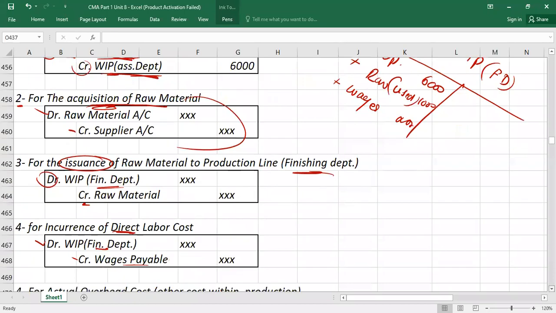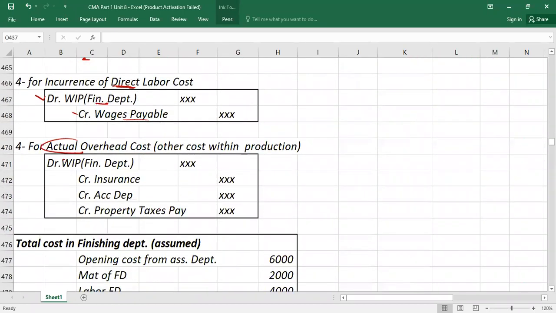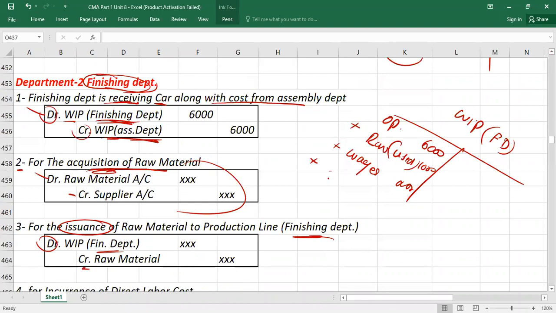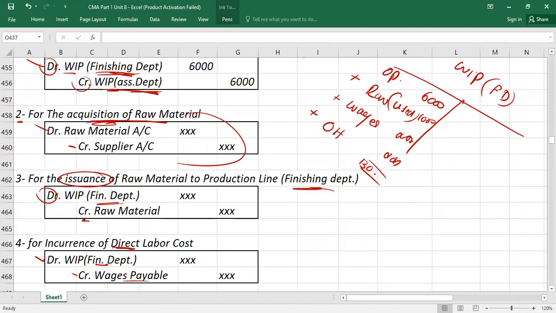Then we will also incur actual overheads. Actual overheads for which department? For the work in process department. So we will debit work in process. First, we credit things like insurance payable, accumulated depreciation, property taxes, heat and light expense payable, whatever expenses there are, all actual. And with the total, we will debit what? Work in process of which department? Finishing. So it will also come on the debit side with the list of overheads, whatever you have, insurance payable, property taxes payable. So I'm assuming my total cost for work in process, for example, is 13,000.